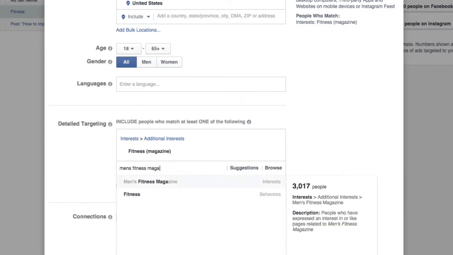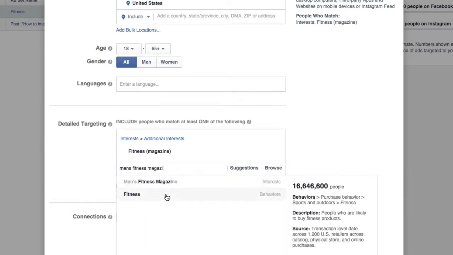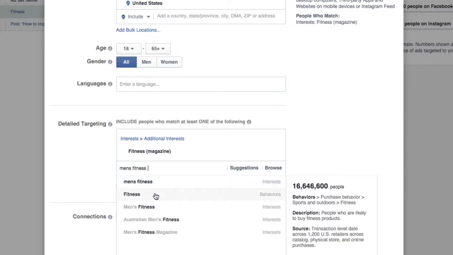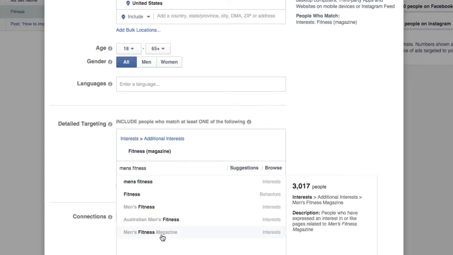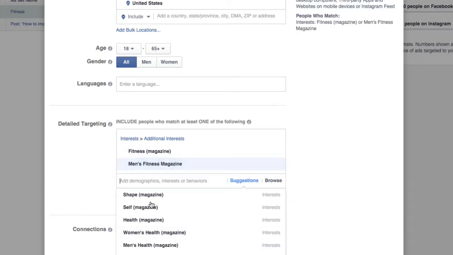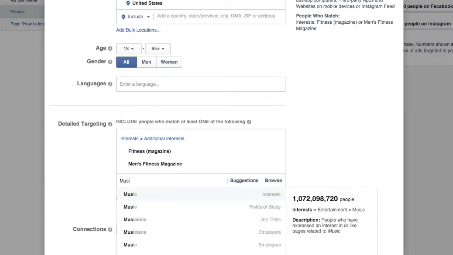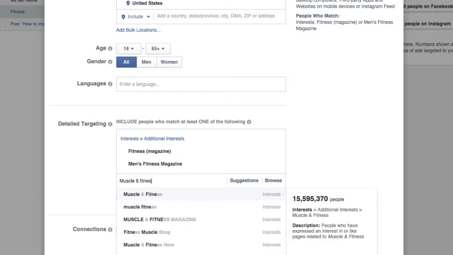Well, let's see. Magazine. Surprised that, oh, you know what? Fitness magazine. Okay, well, there's really not that many in there, but let's put it in. Muscle and Fitness magazine. Okay, that's a big one.